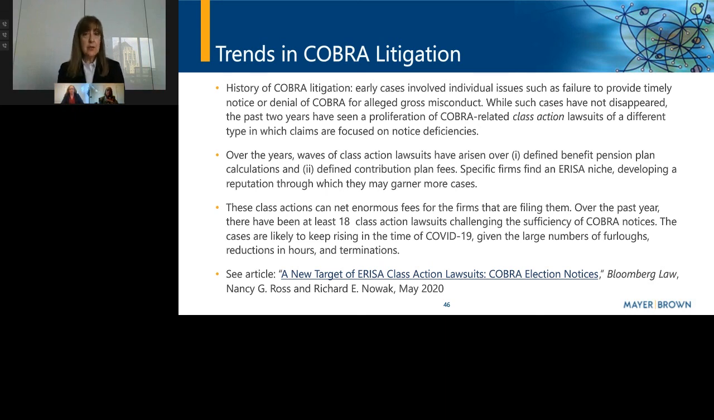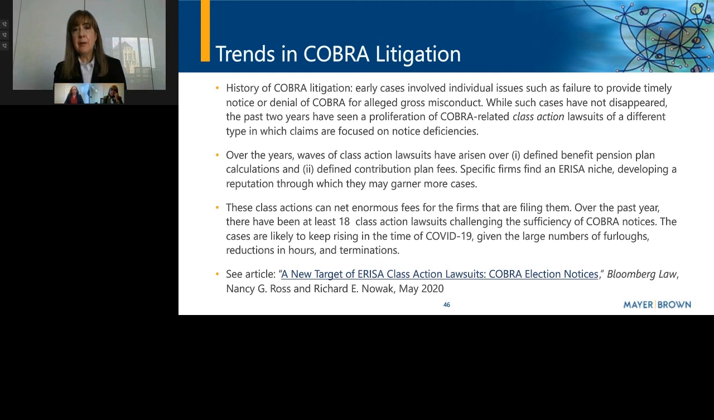And while those cases are not exactly invisible even now, there is a new wave of litigation that has captured our attention, and it's becoming alarmingly intense, particularly in this COVID era with a lot of layoffs and furloughs, reductions in hours. So more and more people need and elect COBRA coverage. So these are class action cases, large groups of plaintiffs, and the focus is all on the COBRA election notice.